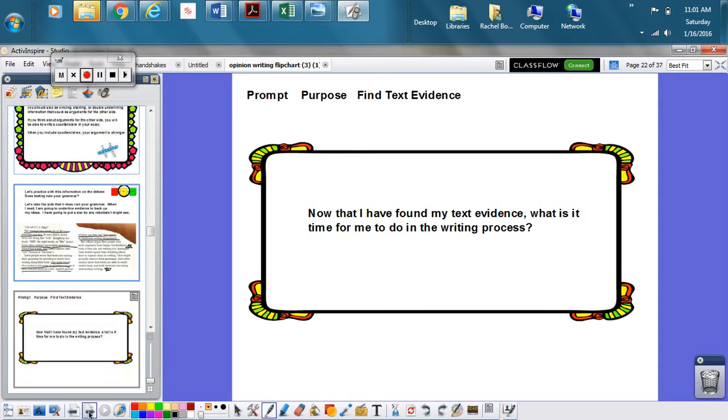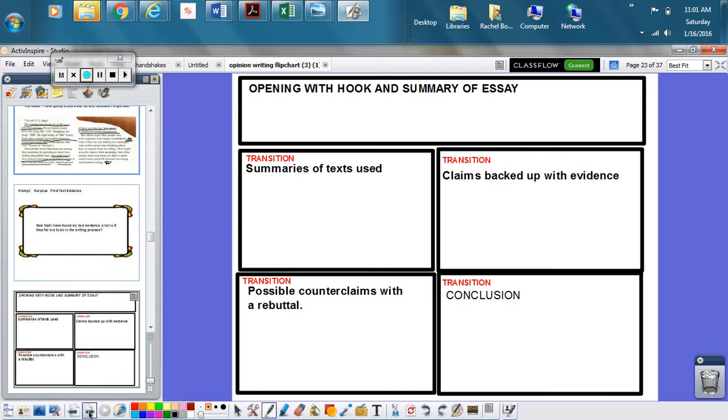So we've read our prompt and we know that we are going to be giving our opinion. We know our purpose is going to be to persuade, and we have found the text evidence. So the next step is to look at how we're going to organize our piece. And we are going to still use the 4 square. Now sometimes the students might want to put this box in the center, but it's the same idea. In the first paragraph, we're doing our hook and our opening and our thesis statement. In our second paragraph, we're doing our article summary.